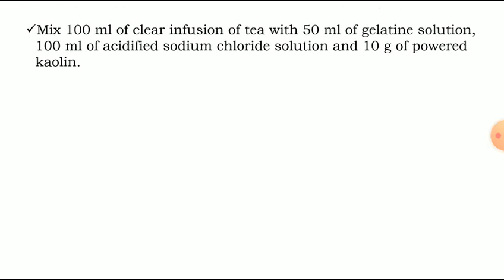For the remaining part of this process, mix 100 ml of clear infusion of tea with 50 ml of gelatin solution, 100 ml of acidified sodium chloride solution and 10 gram of powder kaolin. We mix the clear infusion of tea with 50 ml of gelatin solution, then 100 ml of acidified sodium chloride solution, then 10 gram of powder, that is kaolin, that we are going to add into the above clear infusion of tea.